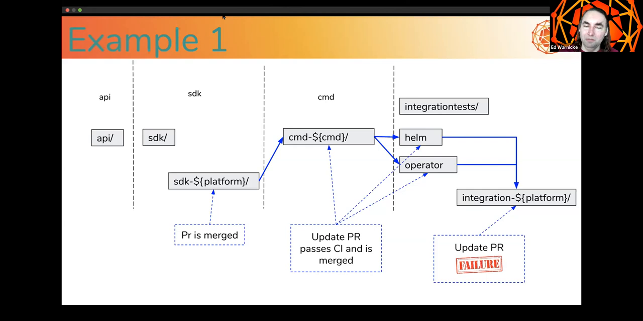So let's say that a PR is merged into SDK platform for some platform, and that propagates down to the various commands, and it ends up propagating through the system, and the unit tests at each level are perfectly delighted with what's happened. And then you eventually end up propagating to the integration platform pieces, and one of those fails, right? So you've got a failure.